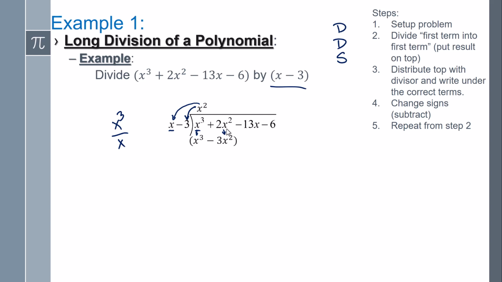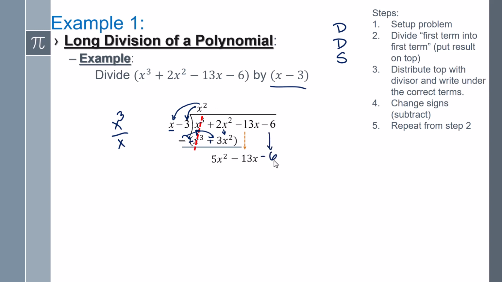Then the last is subtract. So we have this minus sign. We take that and we distribute the minus sign, so that becomes a negative, that becomes a positive. X cubed minus x cubed is 0. The 2x squared and the 3x squared become 5x squared. And then we bring down the rest. So I'm going to bring down that.